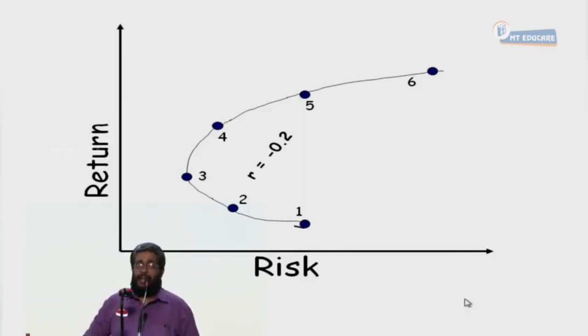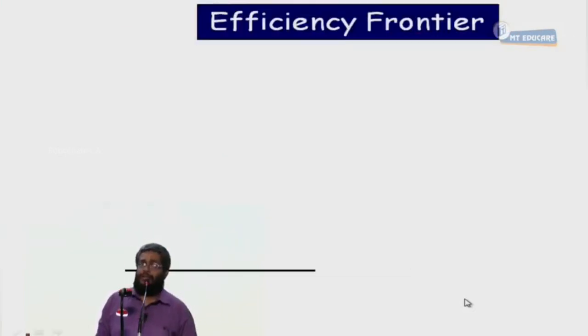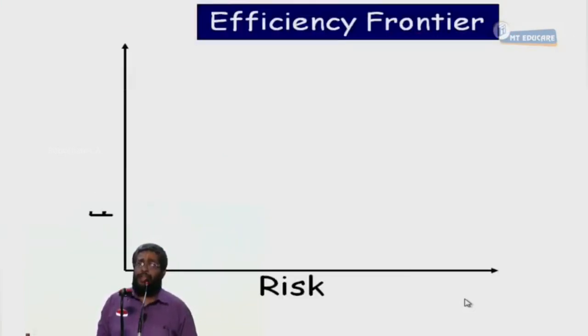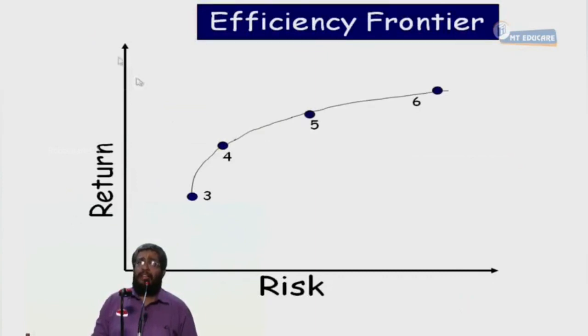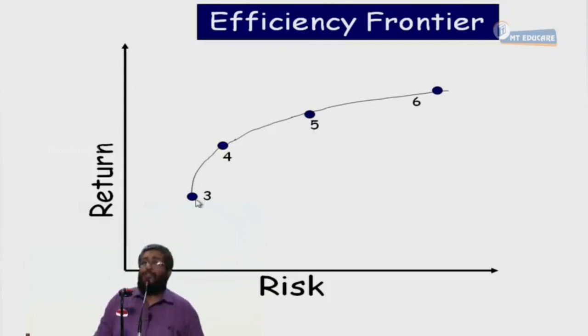The last diagram here is the efficient portfolio. So Markowitz says, in our diagram, I'll weed out 1 and 2. I'll draw only 3, 4, 5 and 6. At these points only I have to make investment. I'll not invest in 1 and 2. Everybody following or not? Now, this curve is there or not? This curve only I call as what? Efficiency frontier.